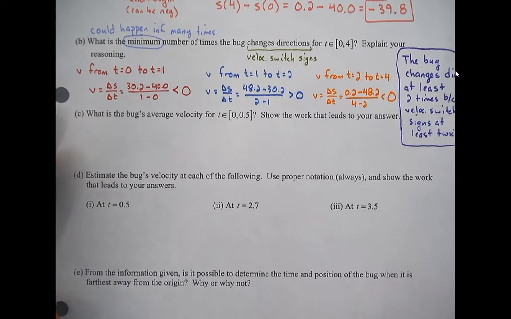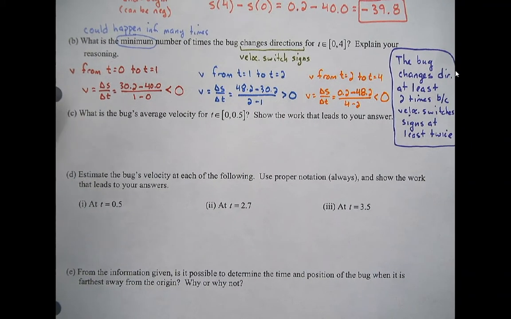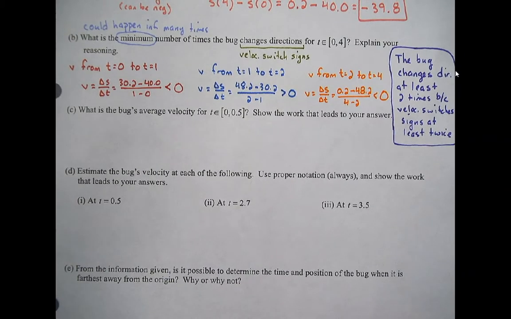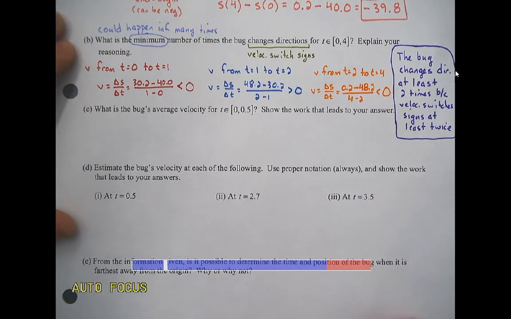What is the bug's average velocity from time equals 0 to 0.5? Show the work that leads to your answer. So nice, no justify. I'm going to leave this one up to you. You guys should be able to do this. Pause it if you haven't yet. Okay, let's see how you did.